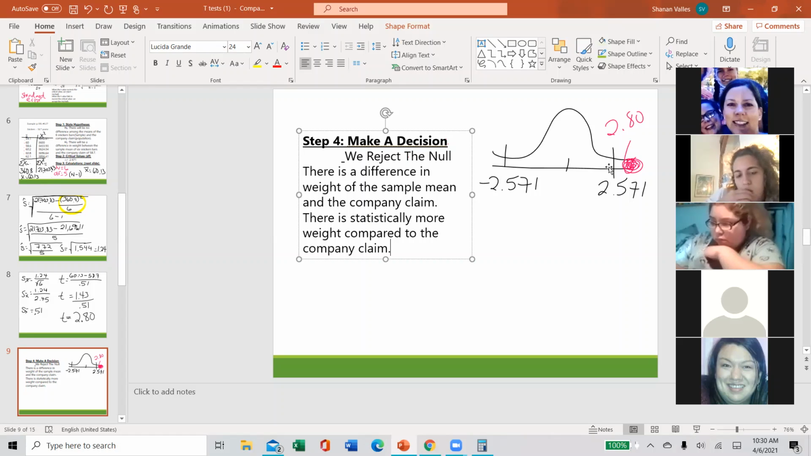If it was 2.56, then you accept, okay? If it was 2.569, you still accept. You would not reject because it would be on this side.